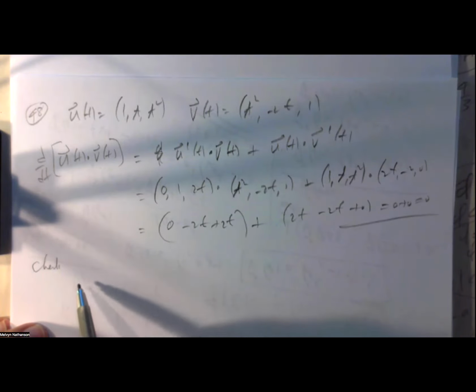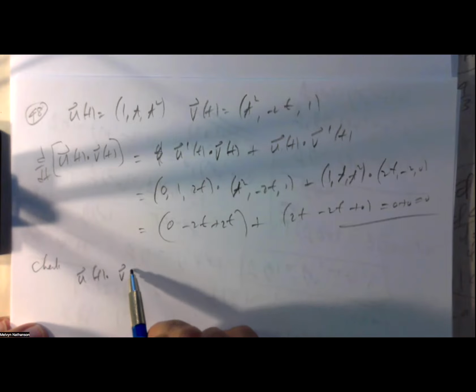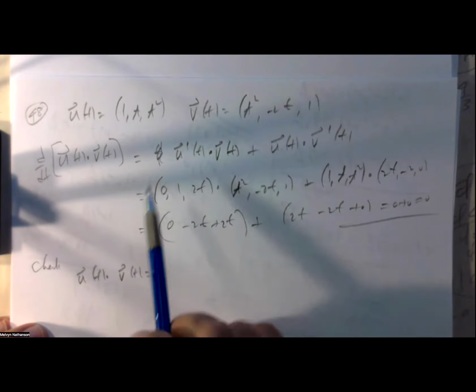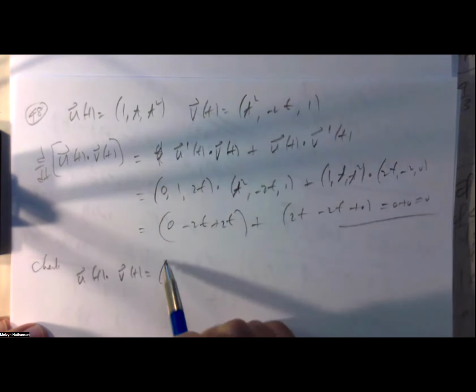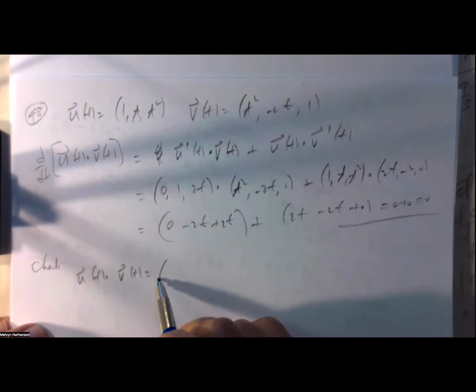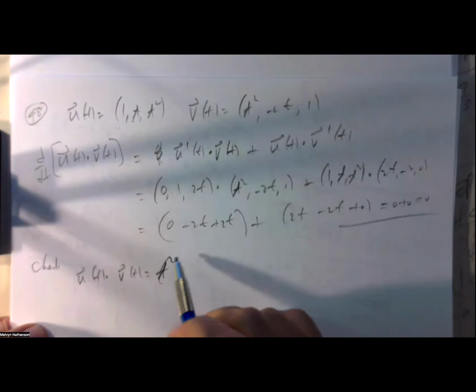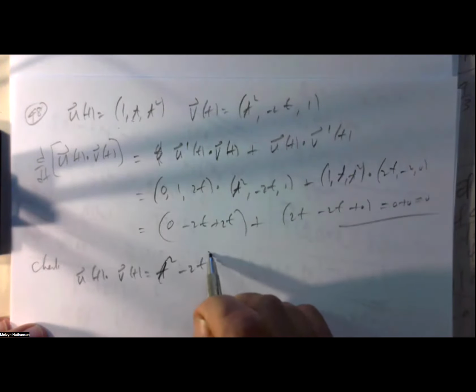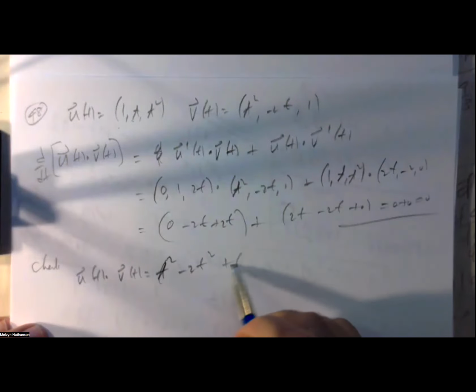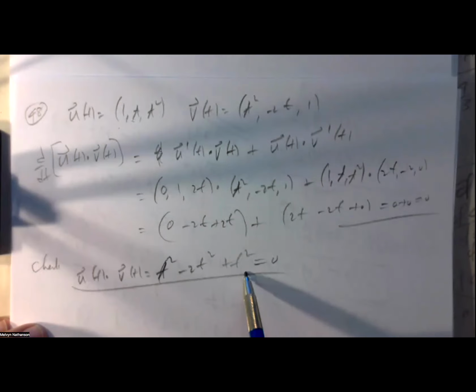Let's check. One way to check is to compute the dot product first and then differentiate. So the dot product of these two functions is 1 times t squared plus t times minus 2t, minus 2t squared, plus t squared, that's 0. So the dot product is just 0, so the derivative is certainly 0, and that checks.